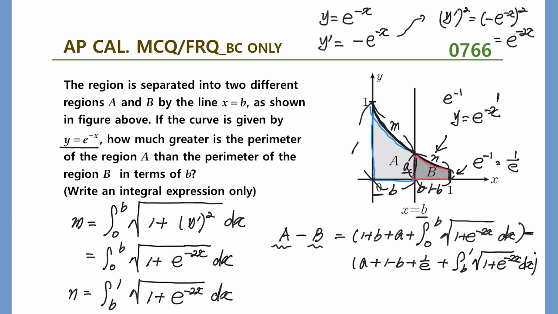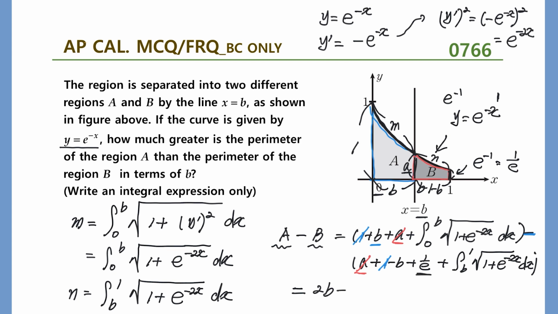So if we simplify this, that's going to be equal to, here we have 1 minus 1, right? That cancels out. B minus negative B, that's 2B, right? So we have 2B. Here we have A minus A. So that cancels out, right? And we have minus 1 over e, right?